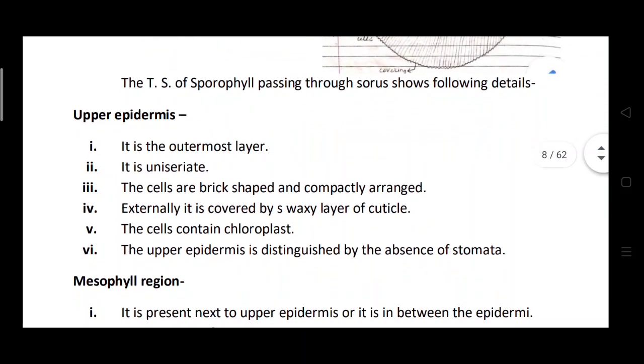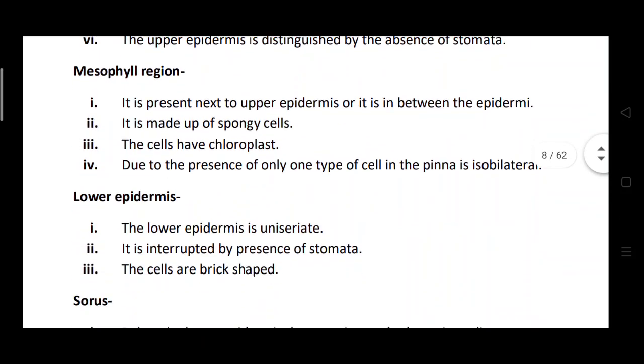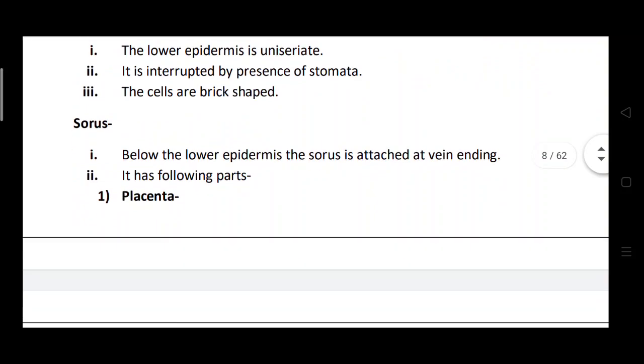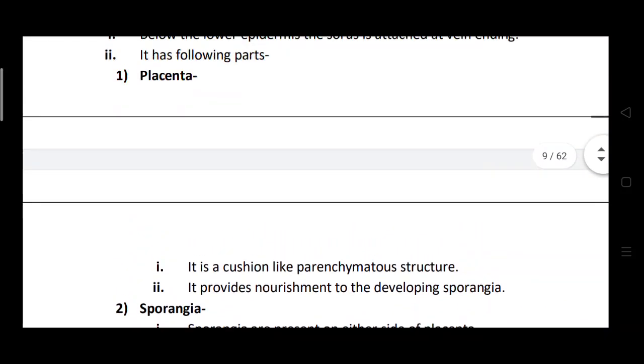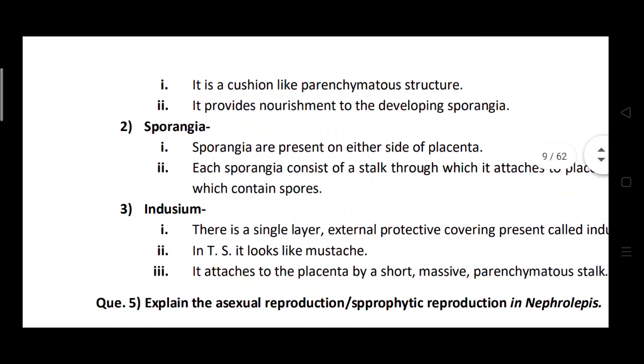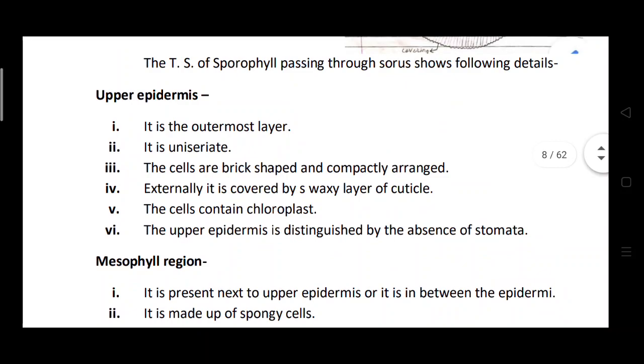So let's discuss one by one the parts present in the transverse sections of the sporophyll. These sections will cover the different parts like upper epidermis, mesophyll region, lower epidermis, and sorus. In that we have discussed the placenta, sporangium and indusium. So let's discuss the upper epidermis.